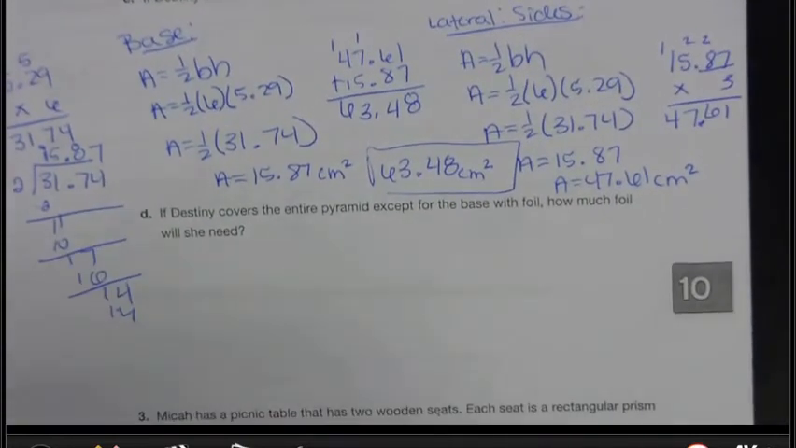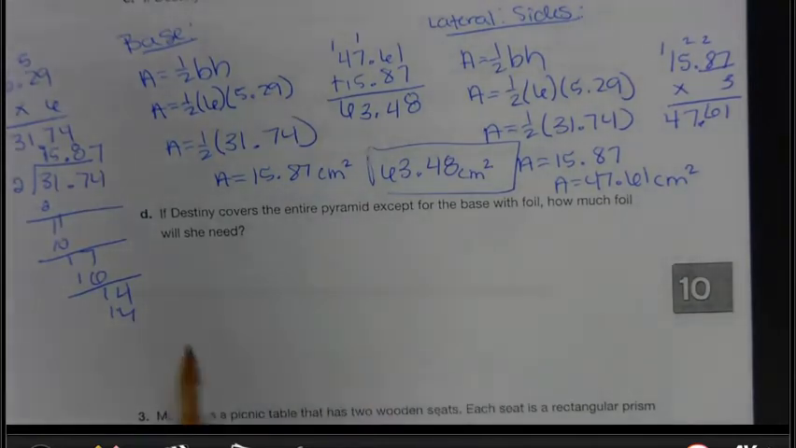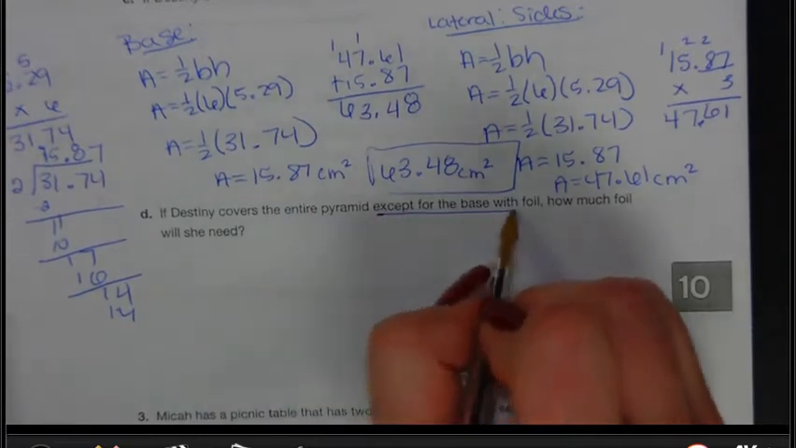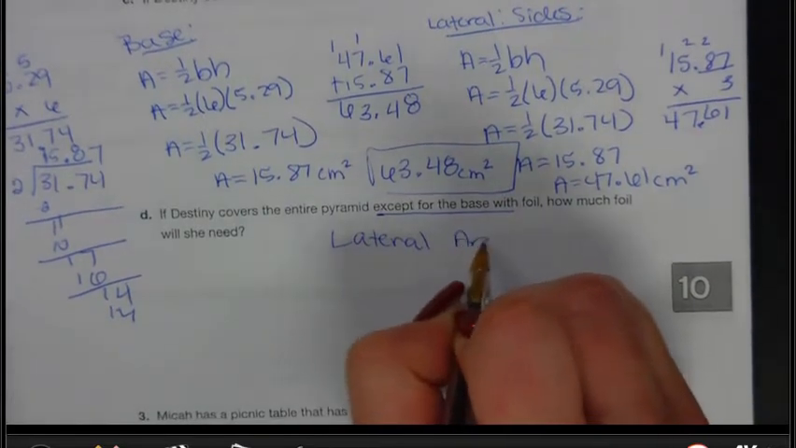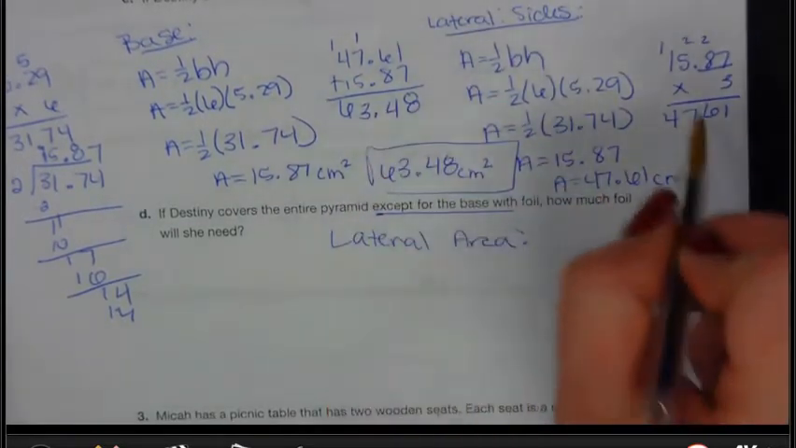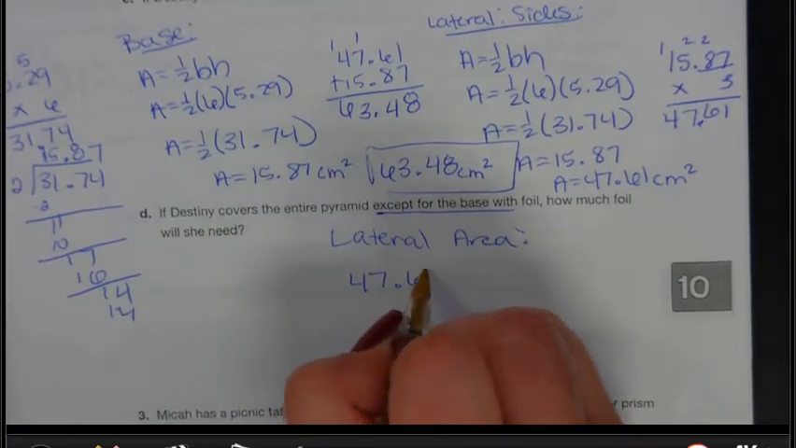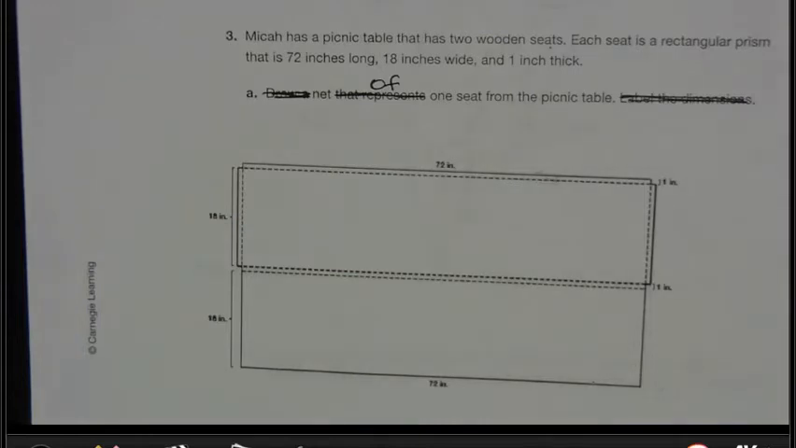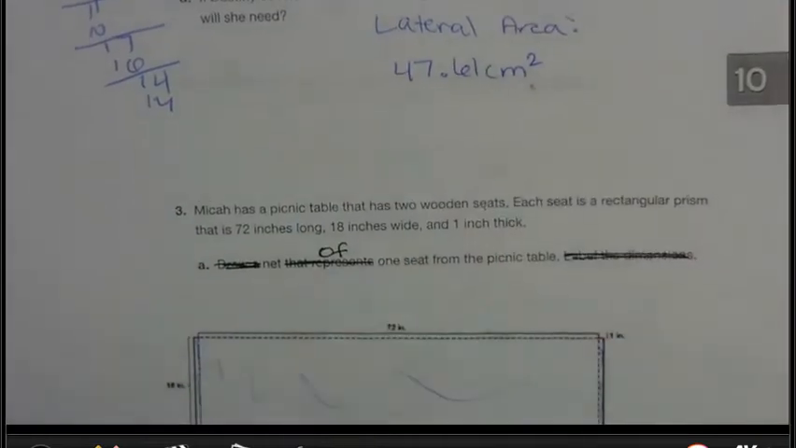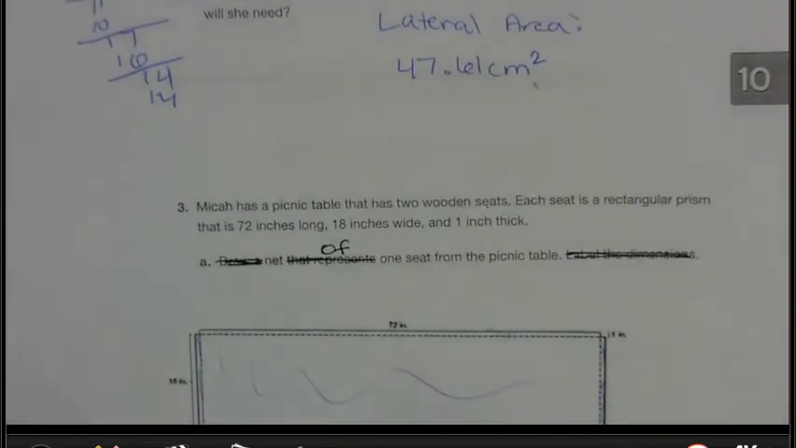The next question is asking, if Destiny covers the entire pyramid except the base, so everything but the base, how much foil will she need? So I'm finding the lateral area, and you guys actually just found it right here. The lateral area is 47.61 centimeters squared. All right, sorry about that, guys. So you guys should have received 47.61 centimeters squared for that lateral area.